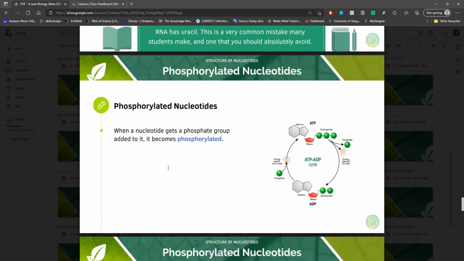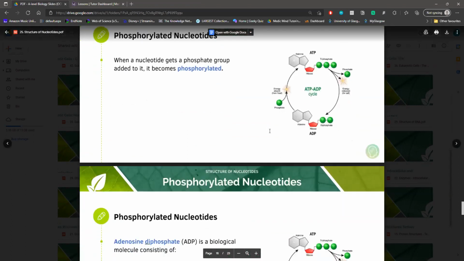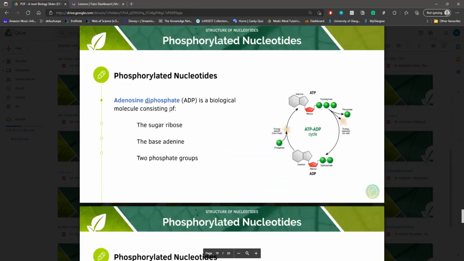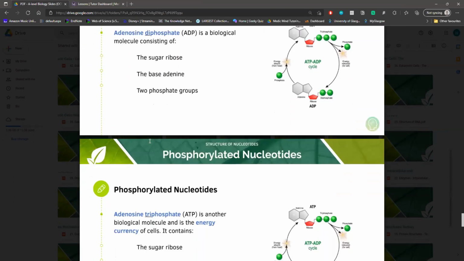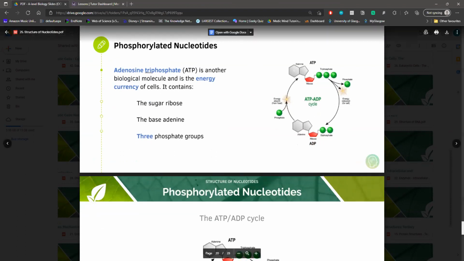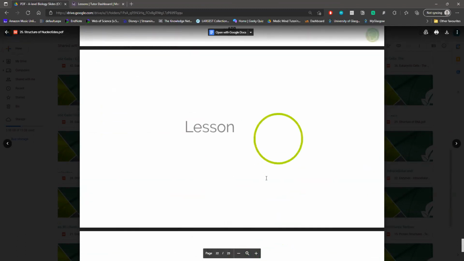When a nucleotide gets a phosphate group added to it, it becomes phosphorylated. Phosphorylated nucleotides, such as ADP or ATP, are the key parts of energy structure. They are important in giving us energy, and they're the universal energy currency in the sense that all organisms use ATP as the immediate energy source.